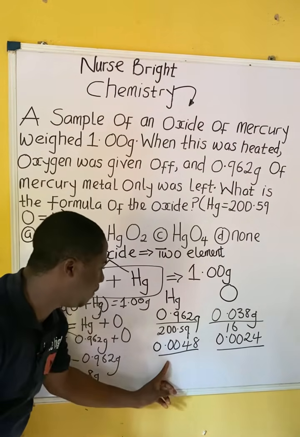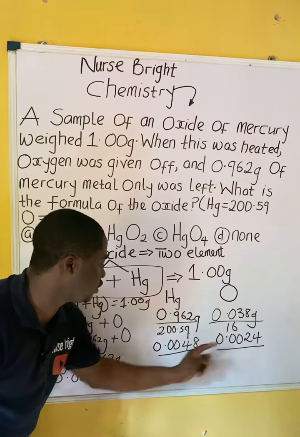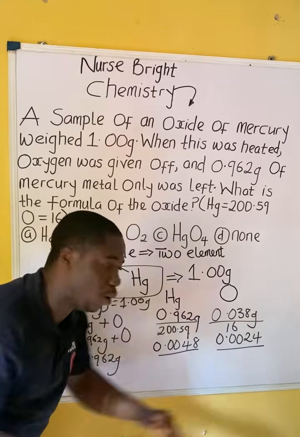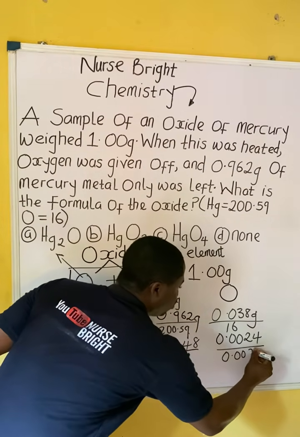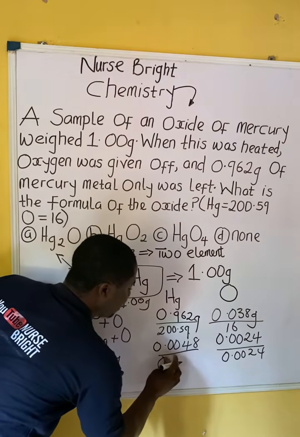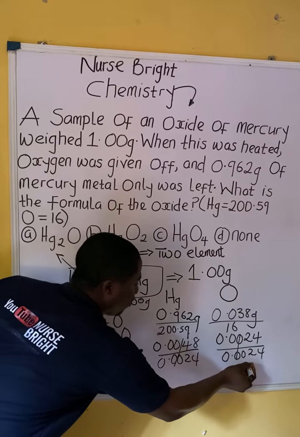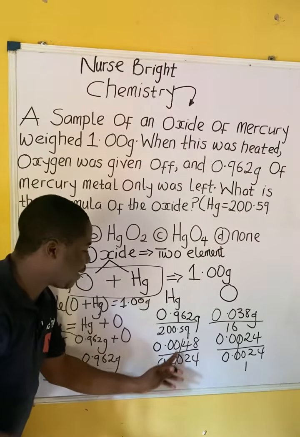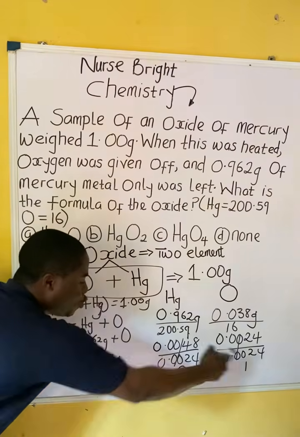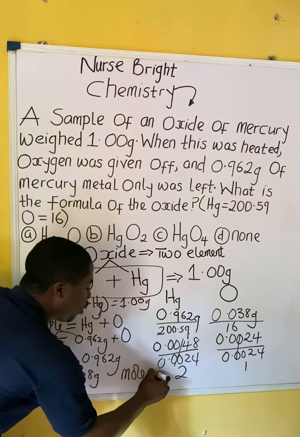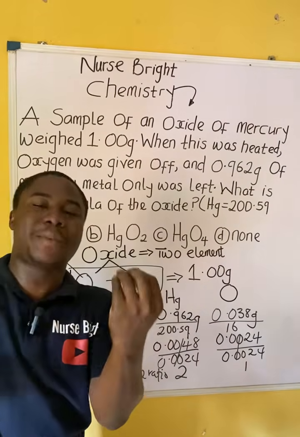Looking at these two numbers, which is smaller? This is smaller because this is 0.00, 0.00, and here is 48, here is 24. So we divide both of them by the smallest value, 0.0024, and here is 0.0024 as well. When we divide this by this, here we are going to get 1. When we do that for this, we are going to get 2. So these values we have gotten at the end are what we call the mole ratio of the elements, the numbers that will be attached to the elements.